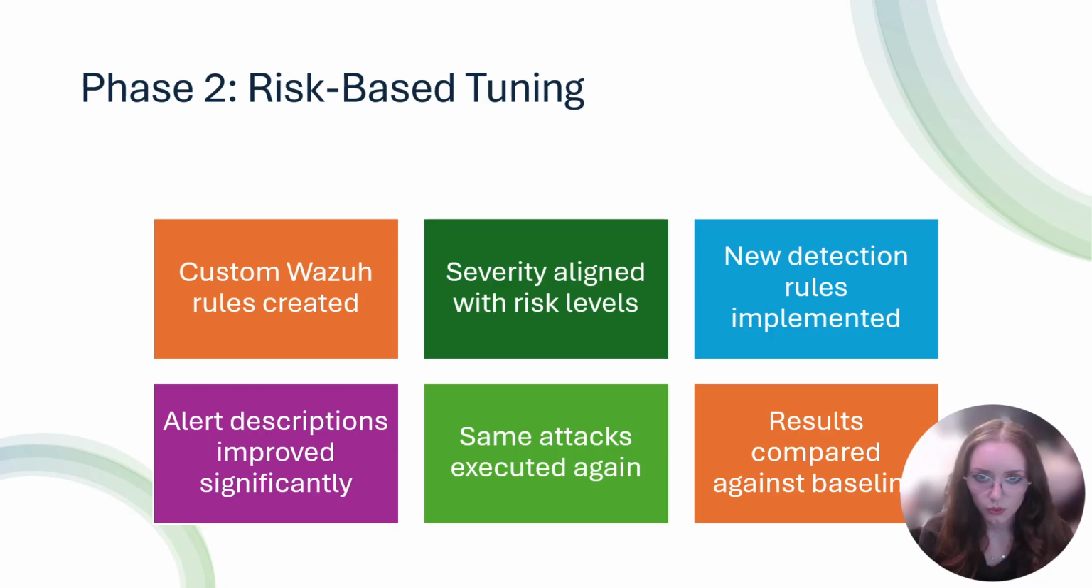In phase 2, we implemented custom WASA rules based on the risk register. These rules adjusted severity levels, created new detections for previously missed attacks, and improved alert descriptions to provide more actionable information for analysts. The same attacks were then executed under identical conditions. Because the attacks remained unchanged between phases, any differences in performance could be attributed directly to the tuning process.